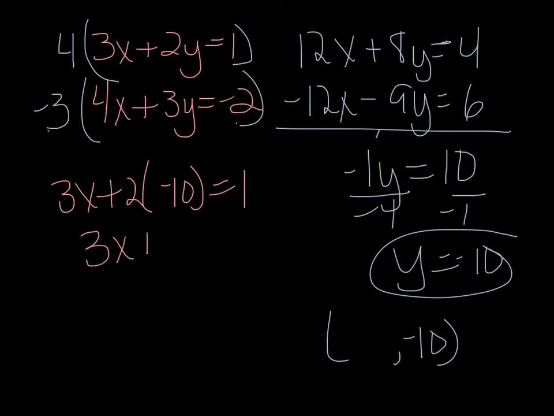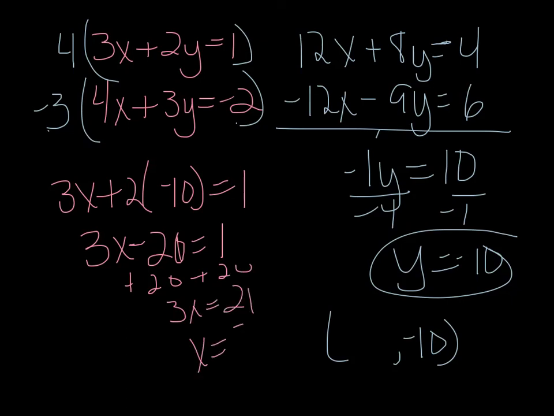3x minus 20 equals 1, a little ahead of myself. Add 20, and you get 3x equals 21, so x equals 7. So my answer is 7, negative 10.